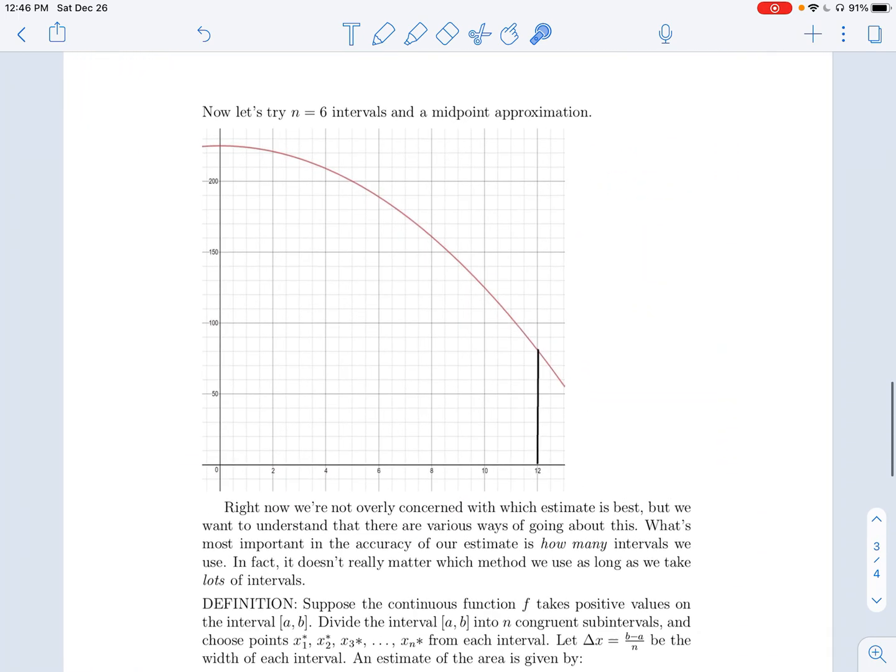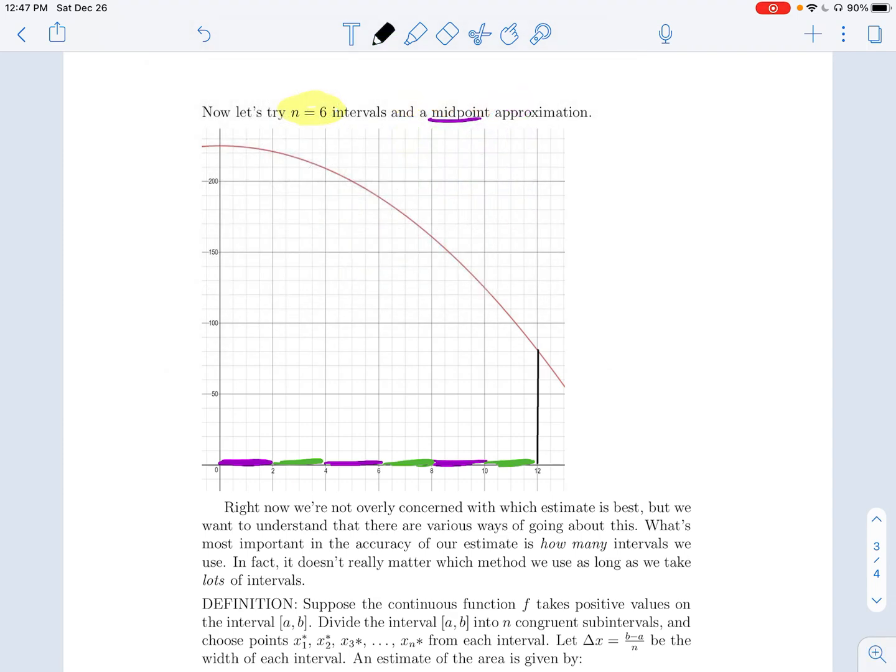So here, hopefully it's going to be a lot more accurate because I'm going to do two things. First, I'm going to increase the number of intervals. I'm going to do 6 of them. And I'm going to use what's called a midpoint approximation. So for each rectangle, I'll measure the height not of the left endpoint or the right endpoint, but in the middle. So here they're all 2 units wide. And I'm going to measure their height at the midpoint.